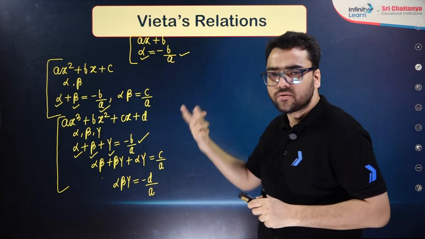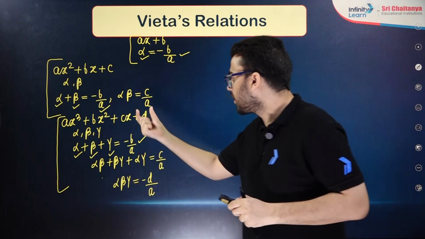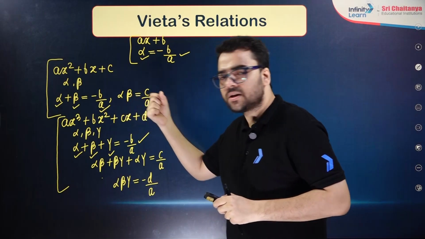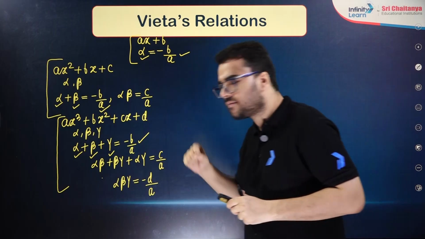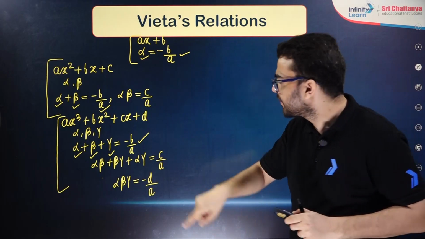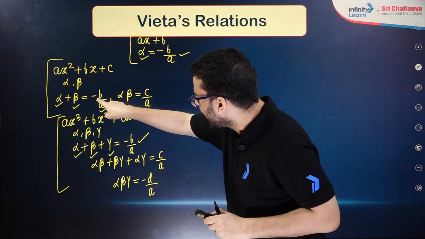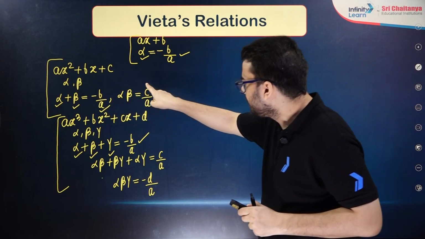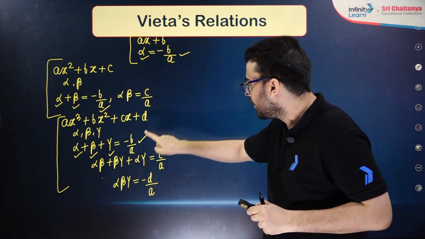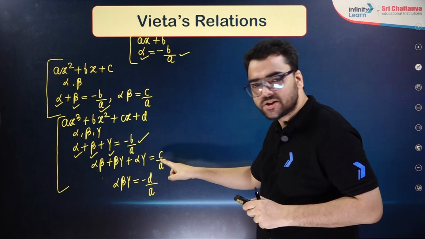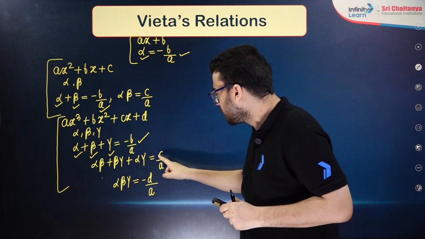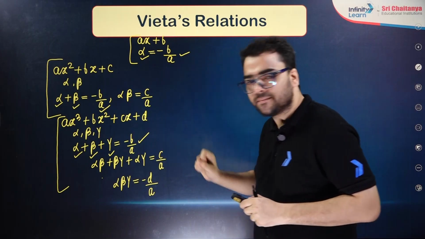And if you take two zeros at one time, in a linear polynomial two zeros are not possible. But in a quadratic polynomial, you can take two zeros at one time. In a cubic polynomial, you can take two zeros at one time. So what is the pattern? It was minus b by a, it will be plus c by a. See the pattern: from minus b by a to plus c by a, the sign is changing from minus to plus and from b to c.